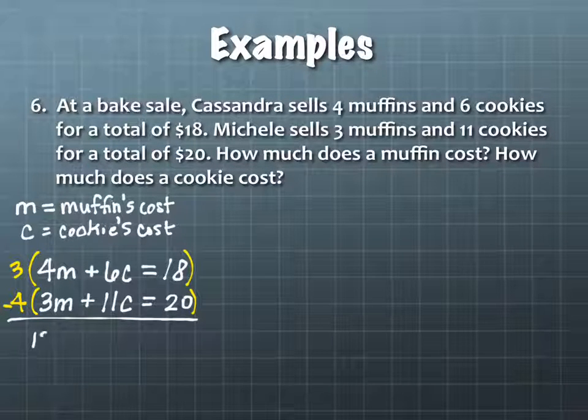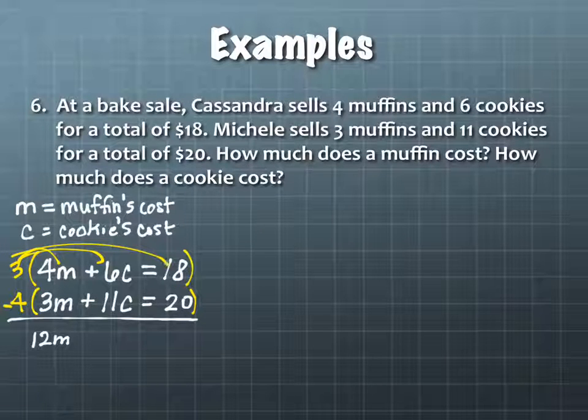So I've got the 12m, and it has to be multiplied through everything. So it's not just the 3 times 4, it's 3 times everything. So I have 3 times 6c for an 18c. And then I have 3 times 18. What's 3 times 18? 54.